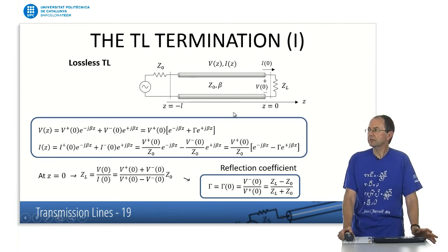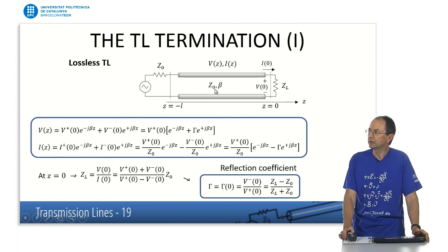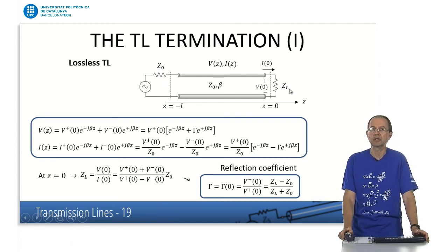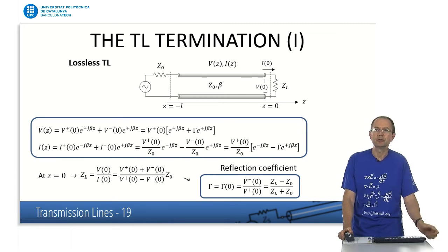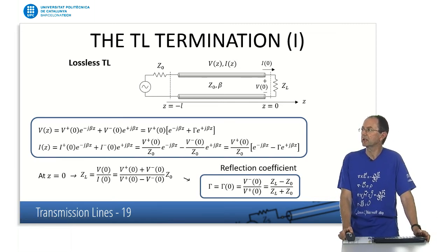But let's assume now a more complicated situation, where we have the same impedance in the generator and the transmission line, but a different termination impedance at the end of the transmission line. What's going to happen in this case? Well, remember the definition of impedance. The impedance is no more than a parameter which relates the voltage and the current.